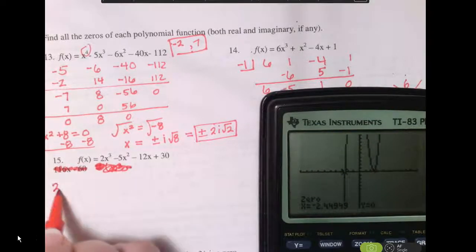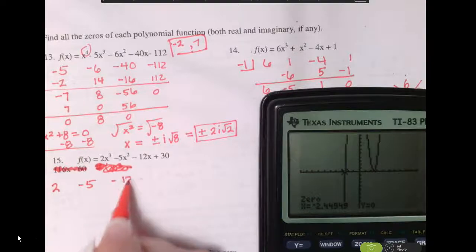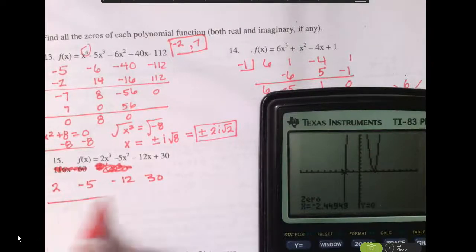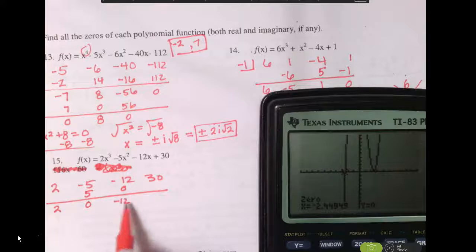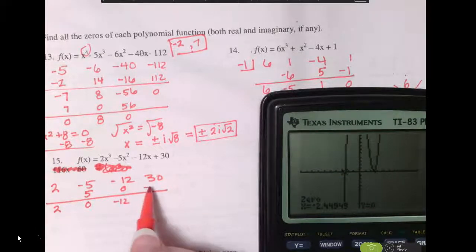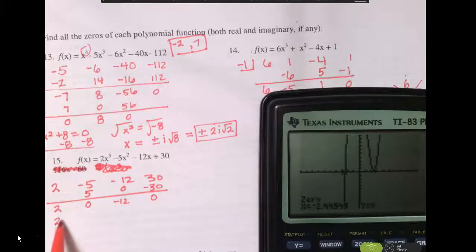So I'm going to do a 2, a negative 5, a negative 12, and a 30. And then 2 times 5/2 is 5. And then 0 is 0. And then 5/2 times negative 12 is negative 30. So now I end up with 2x squared minus 12, or 2 times x squared minus 6.